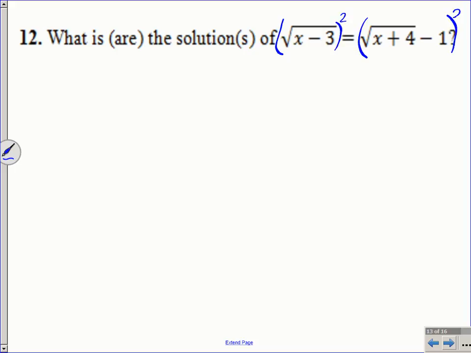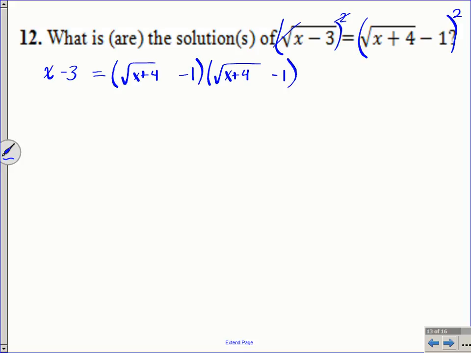So on my left, when I square a square root, they cancel each other out. So I get x minus 3. On the right, I am squaring a binomial. When you square a binomial, that means you have to write it twice. So square root of x plus 4, minus 1, times square root of x plus 4, minus 1.